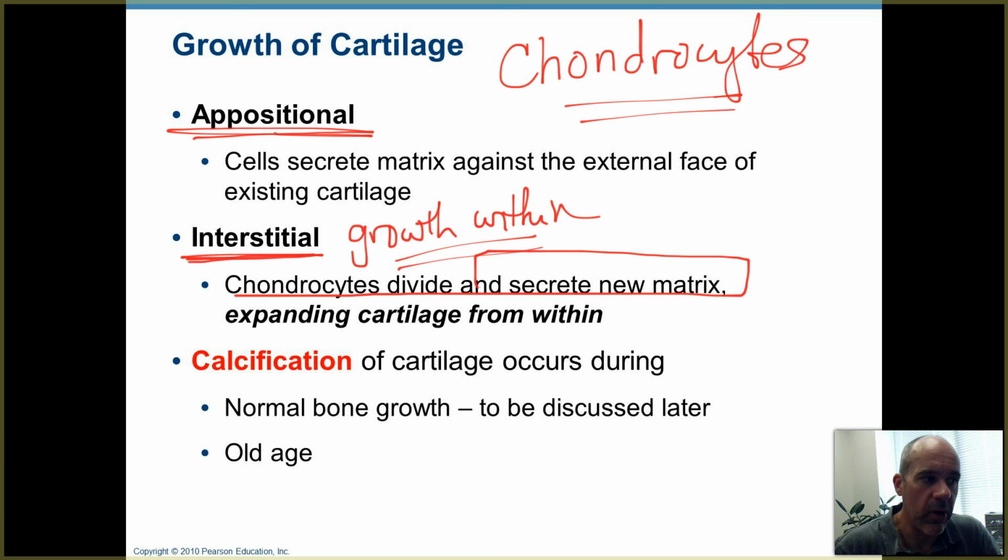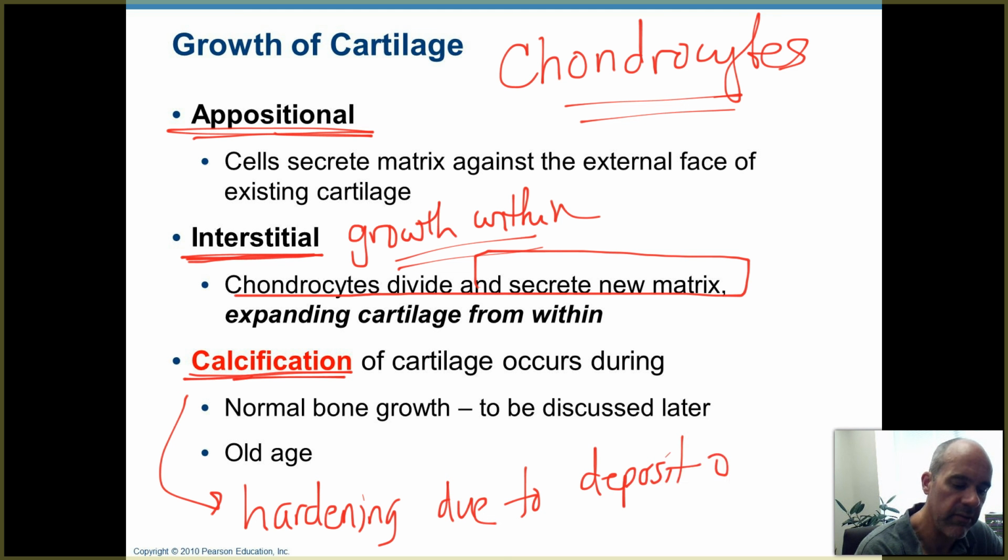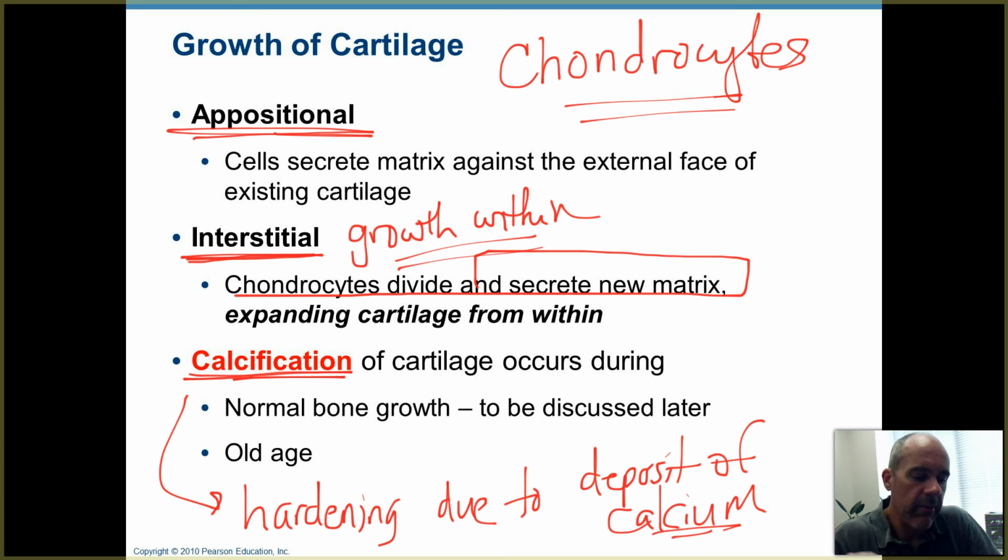Okay, at times cartilage can become calcified. Calcification just refers to hardening due to deposit of calcium within the cartilage. And that can occur for a couple of reasons. One, it can occur during normal bone growth and bone development. We'll see that hyaline cartilage plays an important role in that. And also as you get older, some of your hyaline cartilages can become calcified and will harden with old age.